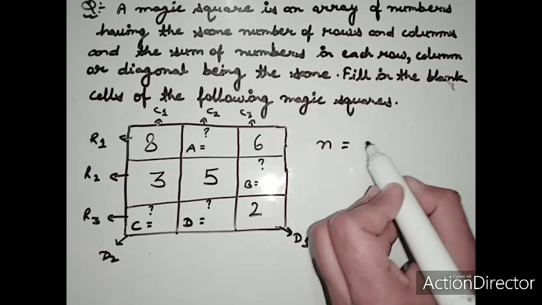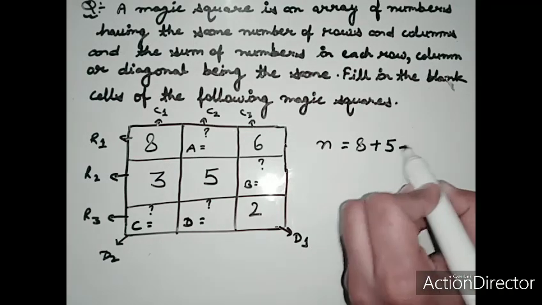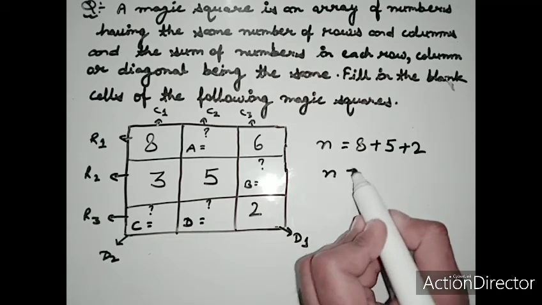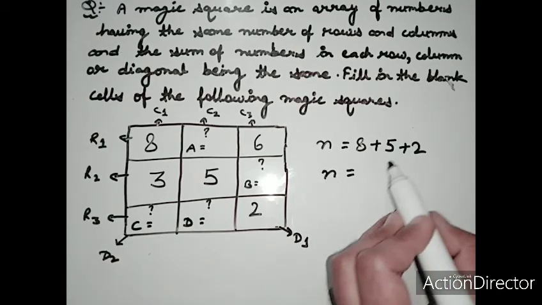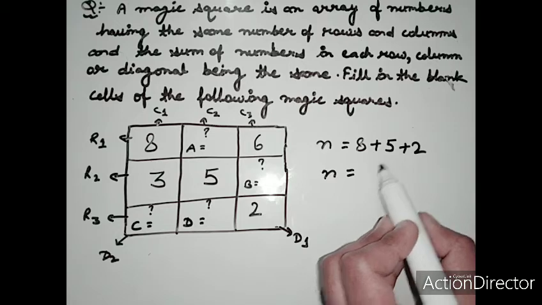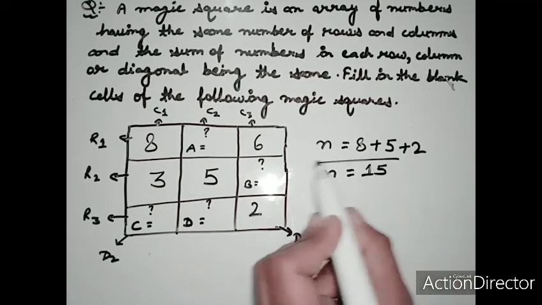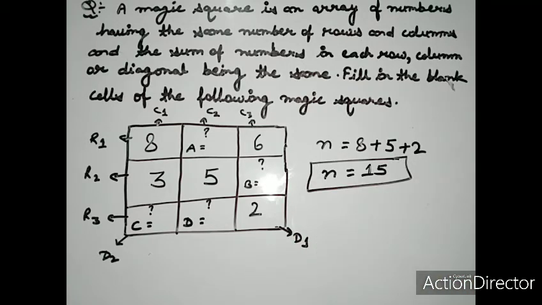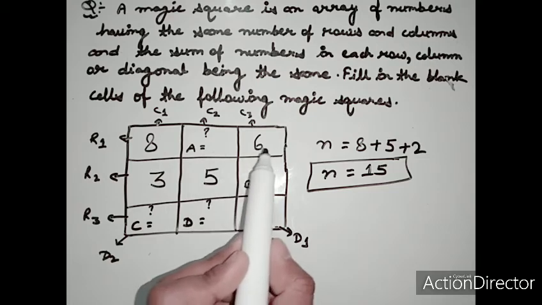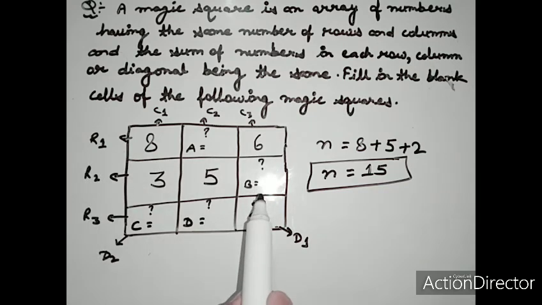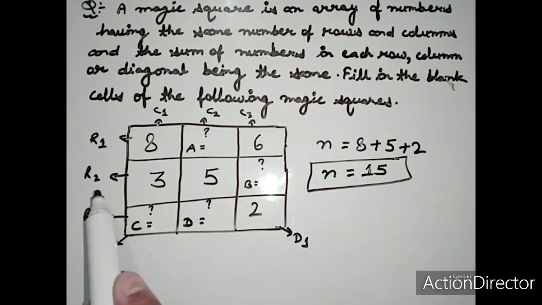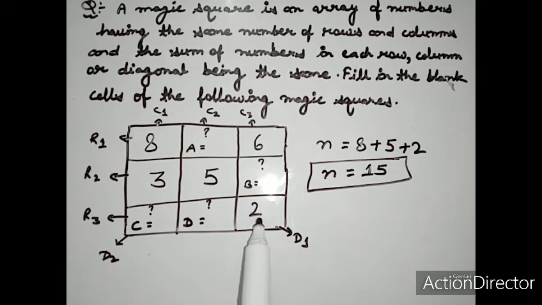So here we add 8 plus 5 plus 2 to find the value of n. 8 plus 5 is 13, and 13 plus 2 is 15. So here n equals 15, and n is the sum of all three numbers. The sum of these three numbers in the first row is 15, in the second row is 15, and in row number 3 is also 15.